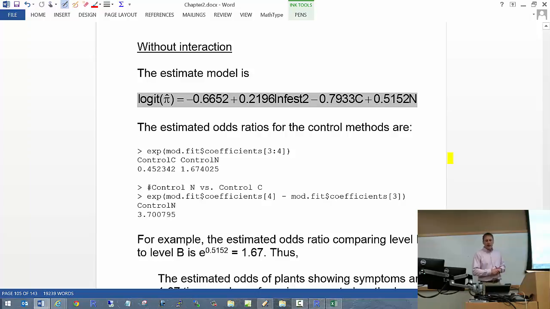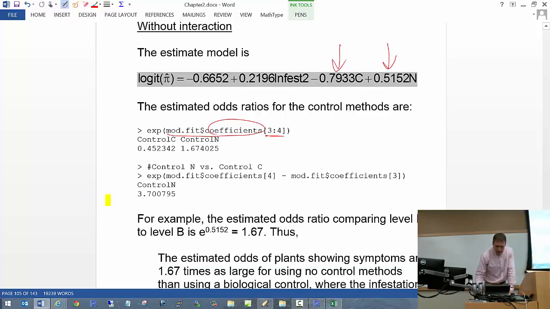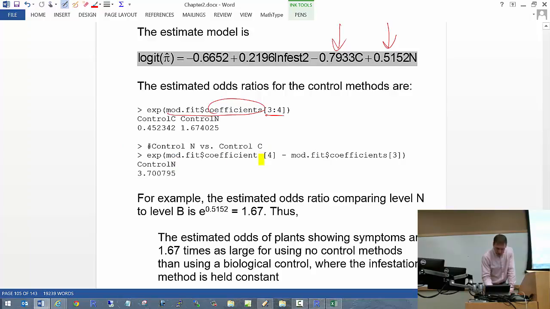If I want to find some odds ratios, we're going to focus on control methods. Remember, control has 3 different levels: B, C, and N. Biological, chemical, none. If I extract the beta hats, in fact I'm just going to look at the third and the fourth one, and take e raised to that power, we get some odds ratios. Also, I can subtract the 2 beta hats, beta hat 3 minus beta hat 2, and I get an odds ratio.